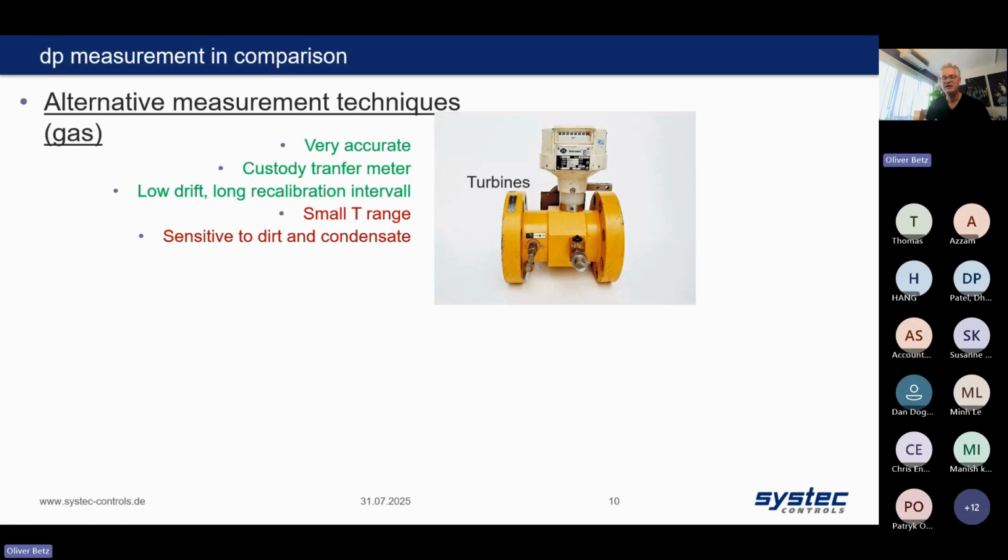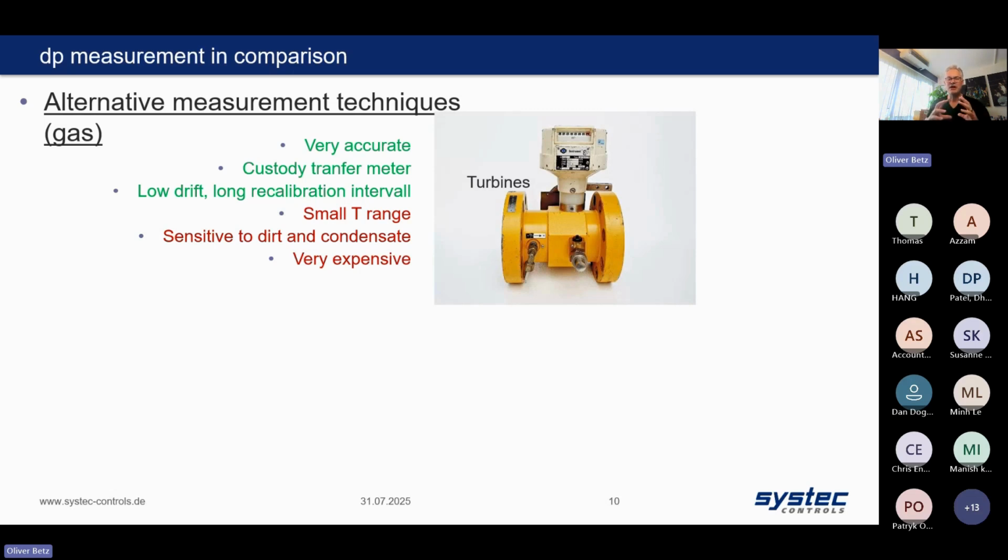And another drawback is that these meters are quite expensive. So if you're talking about a DN100 high-class turbine, then we are talking about 10 to 15,000. If you are talking about 200 millimeter, it's a very heavy equipment. We are far higher than 25,000 euros.